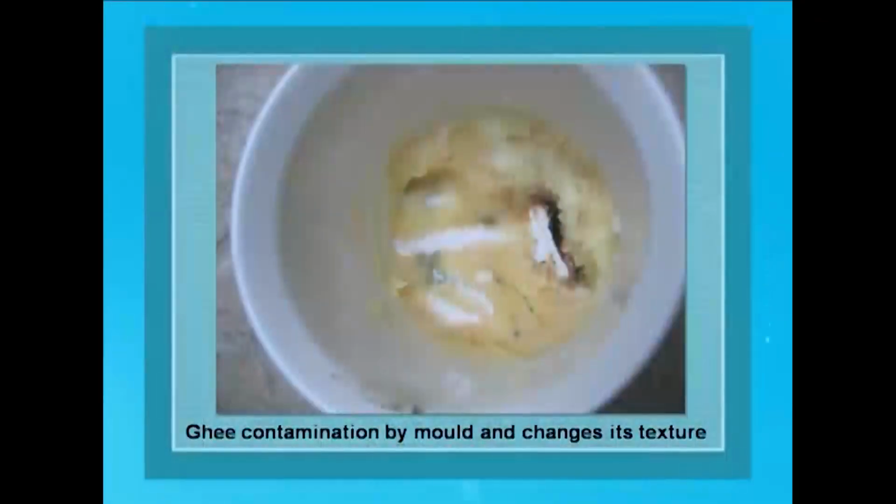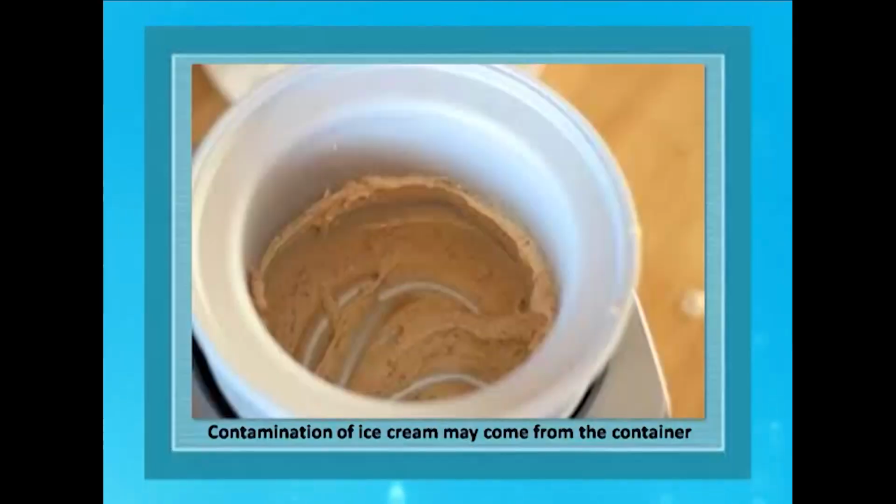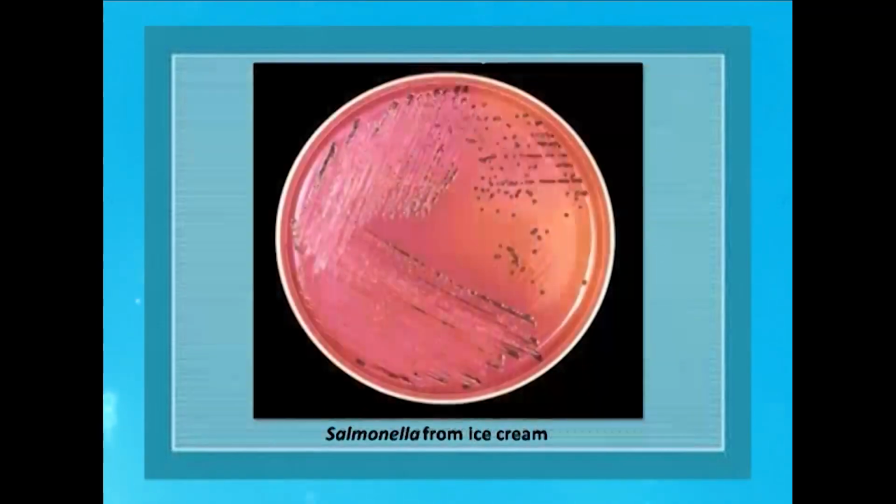Ghee is another milk product which is also contaminated by mold, and it changes the texture, and this mold can easily be prevented through proper packaging or storage. Ice cream, we all like it, but have we ever thought that the ice cream container, if proper hygienic condition is not maintained, will contain different bacteria, and that also includes salmonella, causing stomach upset or food poisoning.